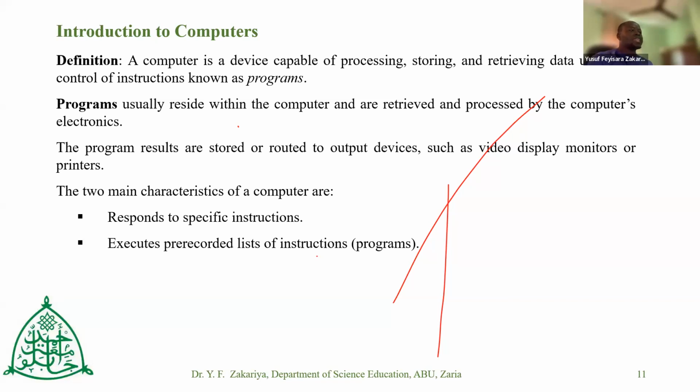Yeah, these are the basic categories or characteristics by which we can group the characteristics of a computer: responding to specific instructions and executing a pre-recorded list of instructions. Okay, fine.